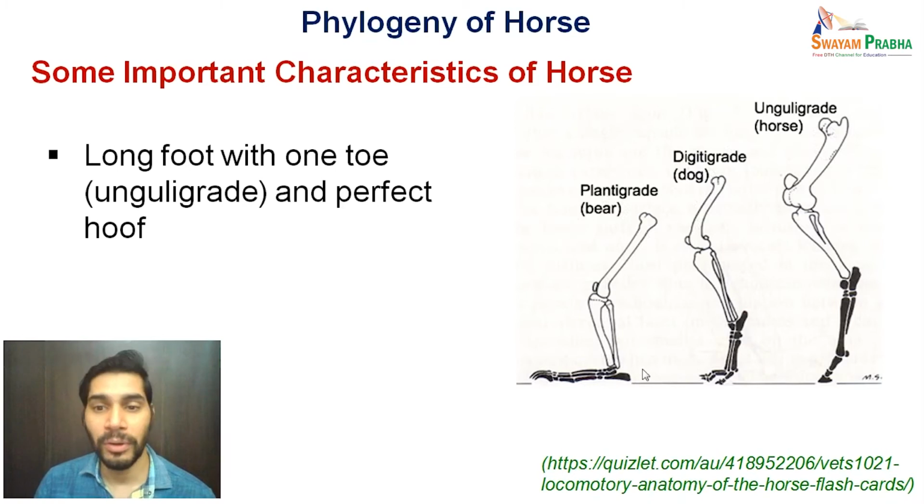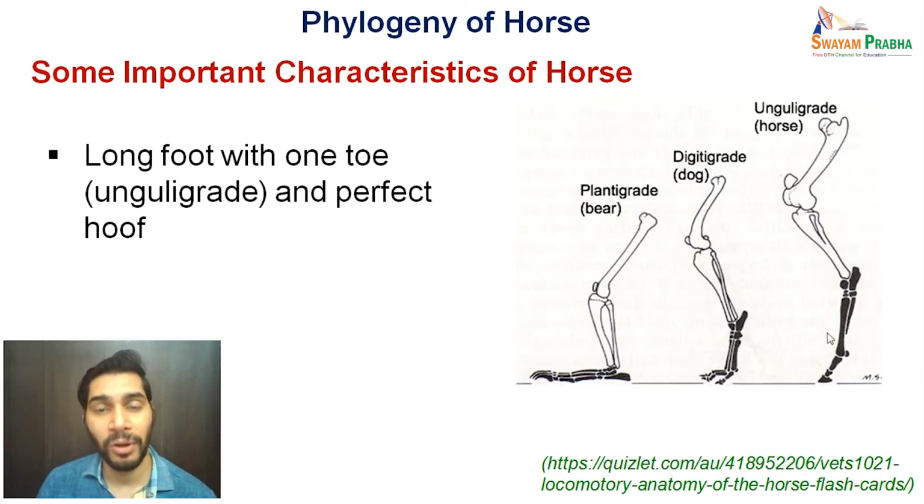Now, I would like you to focus on this shaded part only. Forget about these light bones, but focus on this darkened portion, the shaded portions. You can easily identify that here the whole area is touching the ground, right? Whereas in the case of the dog, only this part is above the ground.